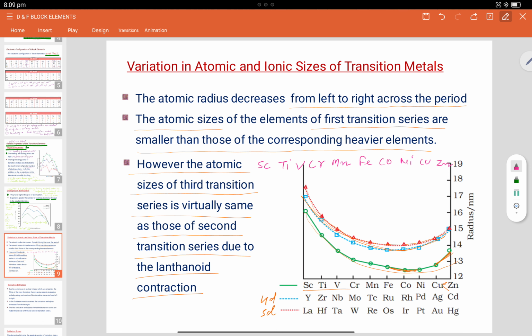So from scandium to manganese, size decreases, correct. Iron, cobalt and nickel have similar size, not the same, almost the same you can say. And here zinc is greater than copper. So these are the three categories in that case.